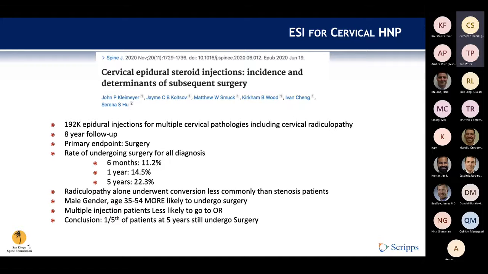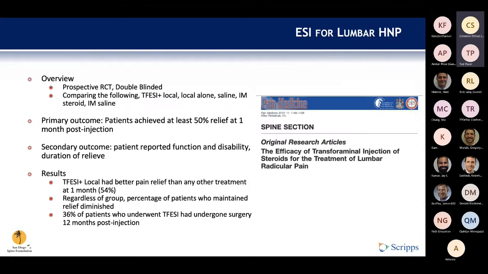This is a large study because it looked at multiple cervical pathologies, including radiculopathy. So we'll jump down just here for the radiculopathy patients alone, who underwent conversion less commonly than stenosis patients. The group that was more likely to undergo surgery was males, 35 to 54. The patients that got multiple injections, which potentially pointed to them getting benefit from these injections, were less likely to go to the OR, but the ones that only had a single injection, which likely pointed to them not getting a benefit, were more likely to go to the OR. And overall, even with epidural steroid injections, 20% of these patients still undergo surgery at 5 years.